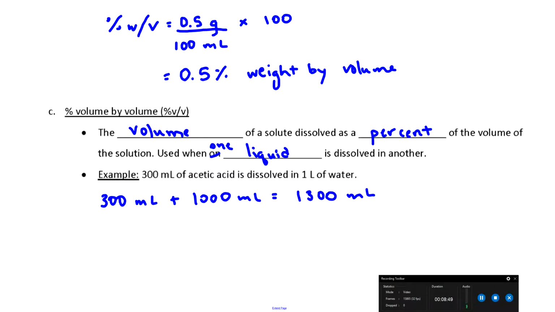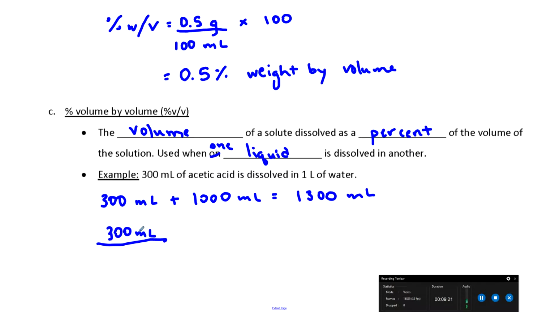Okay. Then what we do with that is we want to compare the volume of the acetic acid to the total volume and multiply by 100. As long as you stay consistent with your unit, it really doesn't matter what unit you use. So I could do 300 divided by 1,000, or I could do 0.3 liters divided by 1. Either way, it will work out the same.